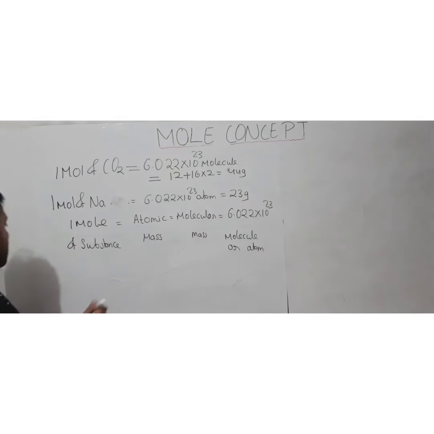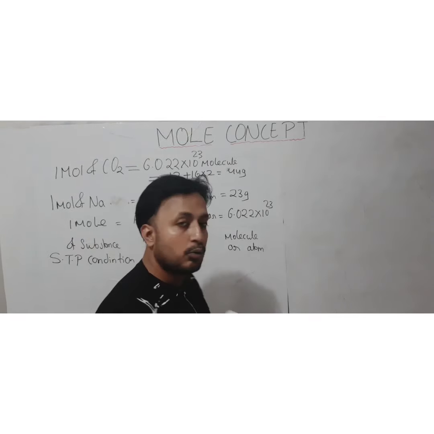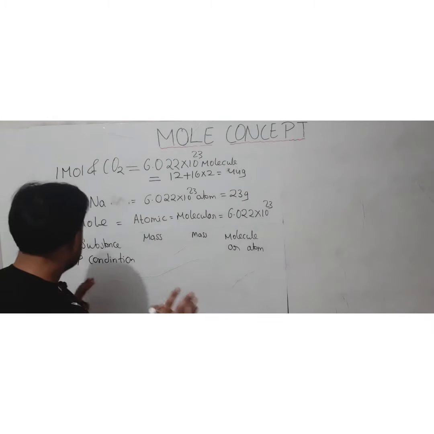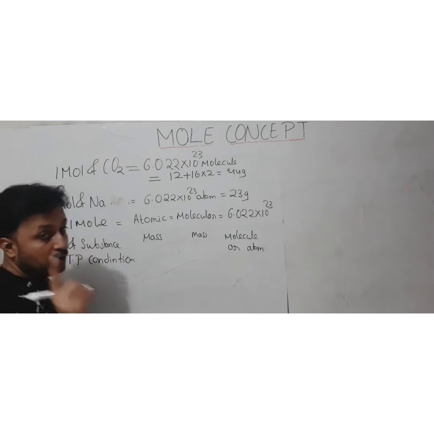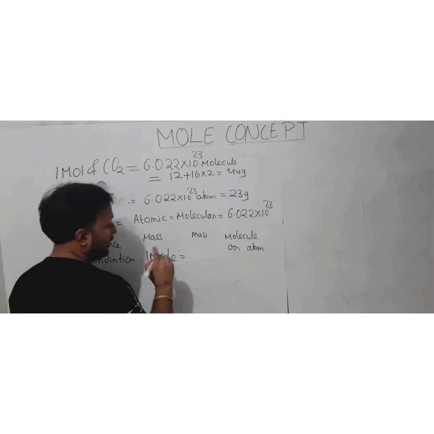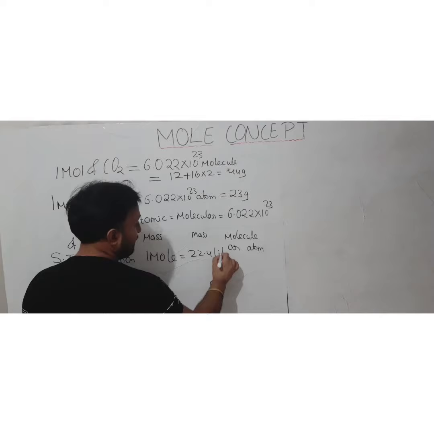Then if I am preparing that solution under the STP condition, okay, STP condition means standard temperature pressure condition, where the temperature is kept at room temperature, that is 25 degrees centigrade, and the pressure is 1 atm. So under these conditions, if you are preparing any solution and the substance which you are using is 1 mole, then 1 mole of that substance will give you a volume of 22.4 liter, or dm cube.